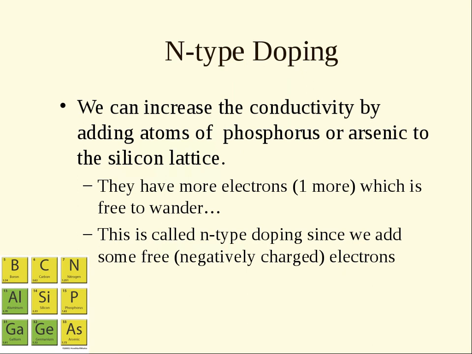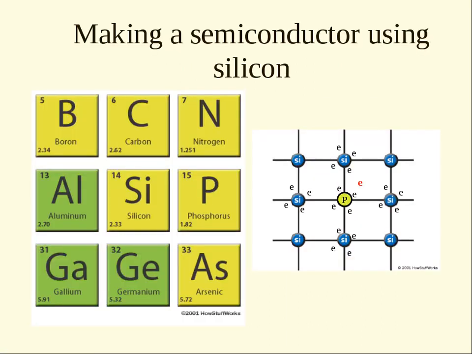All right, we can increase the conductivity by adding atoms of phosphorus or arsenic to the silicon lattice. They have one more electron, which is free to wander about. That's called n-type doping, since we add some free negatively charged electrons. So you have a free electron here that, if you had phosphorus over here, could just bounce all the way over. That's perfectly fine because these atoms share electrons. This one over here has one, they can just bounce around.